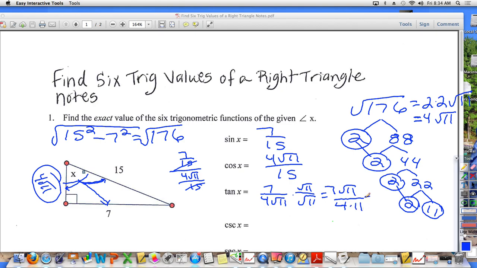What is 4 times 11? 44. You guys are so smart. Thanks. 7 square root of 11 over 44. Now, can I reduce this? Can I reduce 11 and the 44?